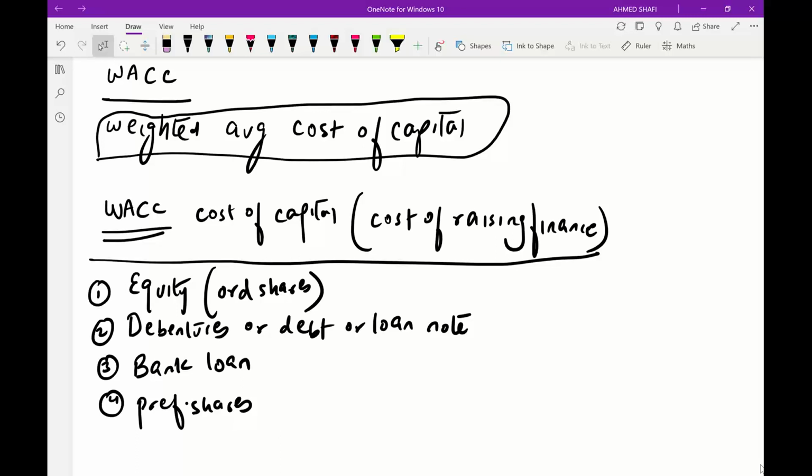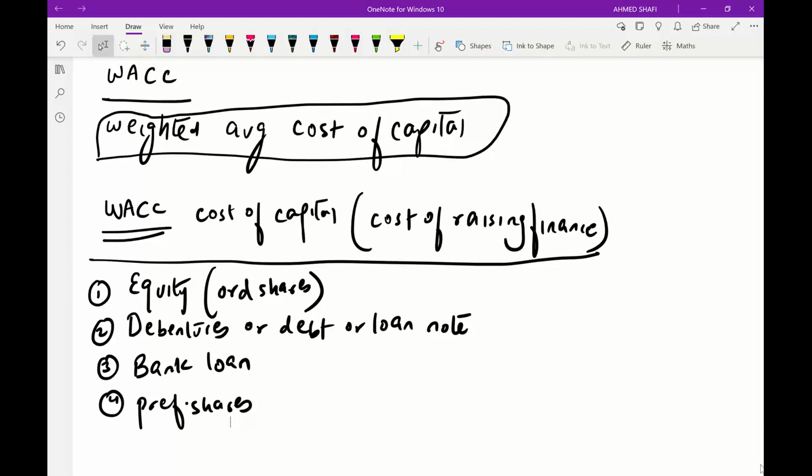Now we all know finance is raised via equity, that means issuing ordinary shares. It is raised via debentures, debt, loan note, by issue of debentures. It's raised via bank loan, and via preference shares. So these are the four commonly used sources through which finance is raised. Now one might argue that there are also multiple sources other than these four through which a company can raise finance, but that is not covered in your F9 financial management portion of WACC.